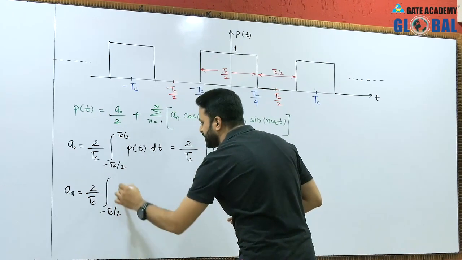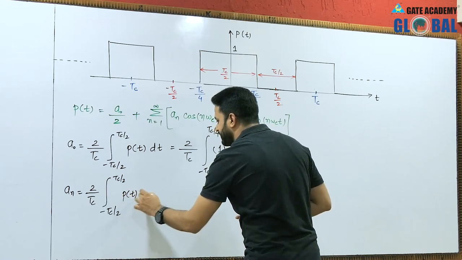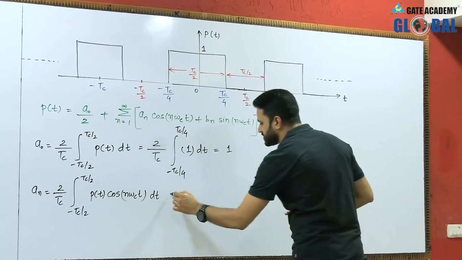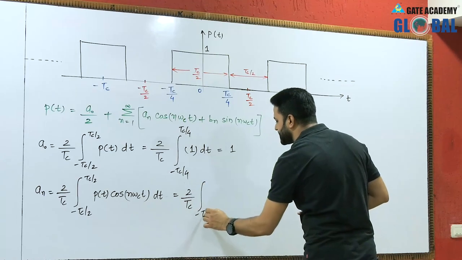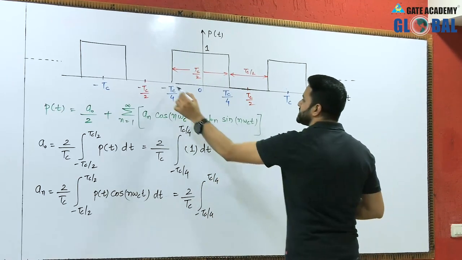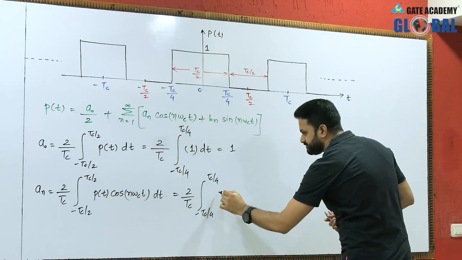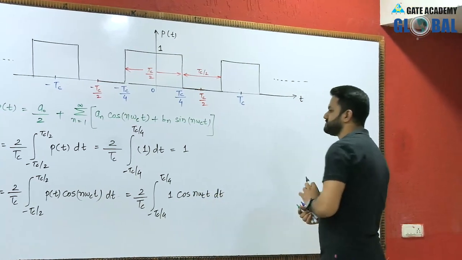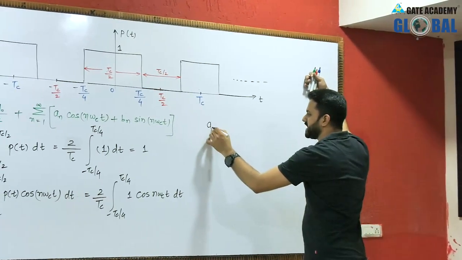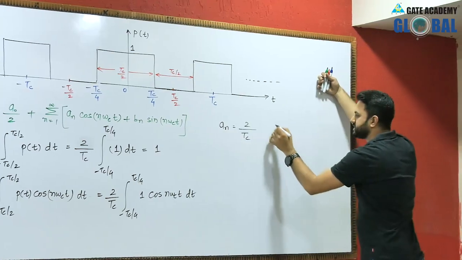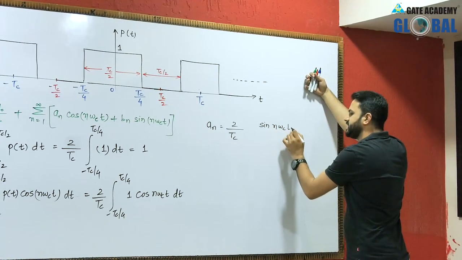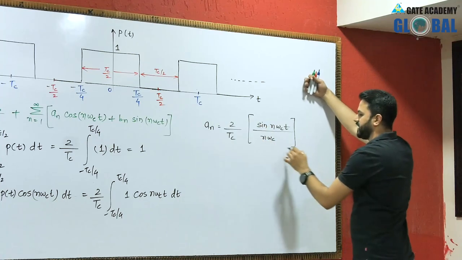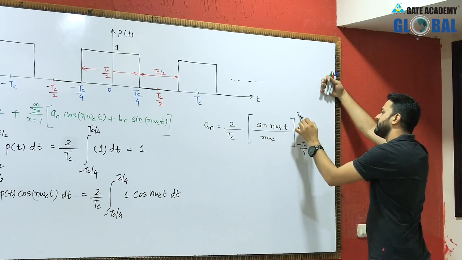Integration from minus Tc by 2 to Tc by 2. This is the formula, the signal itself, and cos n omega c t dt. Now we will substitute the values, which is 2 upon Tc, minus Tc by 4 to Tc by 4, because in this region the value is 0. So this is 1 now, and cos n omega c t dt. If we integrate this, we get an equal to 2 upon Tc, sin n omega c t upon n omega c, with limits from minus Tc by 4 to Tc by 4.